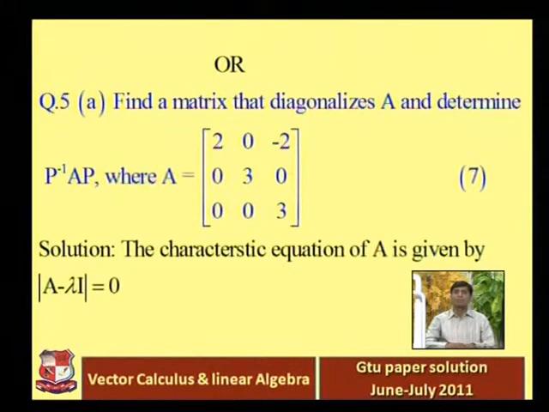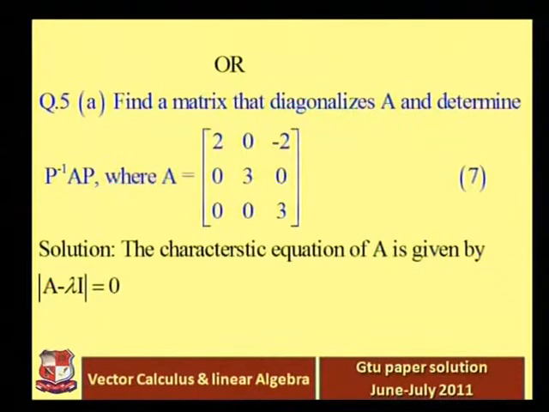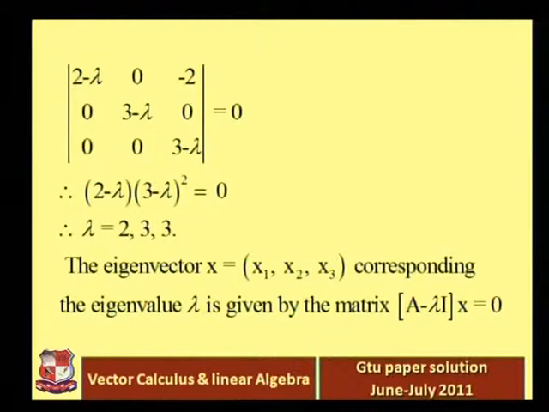So the characteristic equation of A is given by determinant of A minus lambda I is equal to 0. You can see what the determinant of A minus lambda I is: 2 minus lambda, 0, minus 2. Just put 2, 3, 3 in the main diagonal entries, and in those main diagonal entries we have to add just minus lambda: 2 minus lambda, 3 minus lambda and 3 minus lambda. Other entries are the same. So 2 minus lambda, 0, minus 2, 0, 3 minus lambda, 0 and 0, 0, 3 minus lambda, that is equal to 0. That is our characteristic equation.